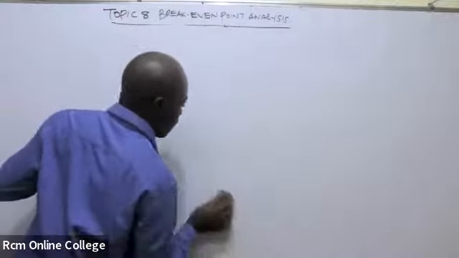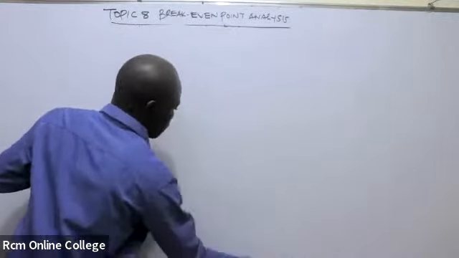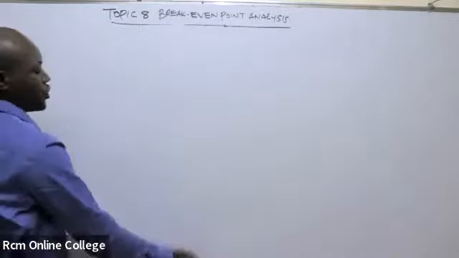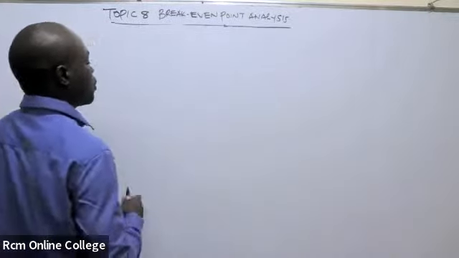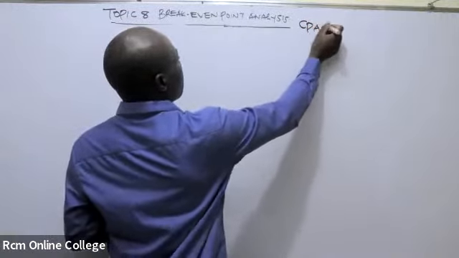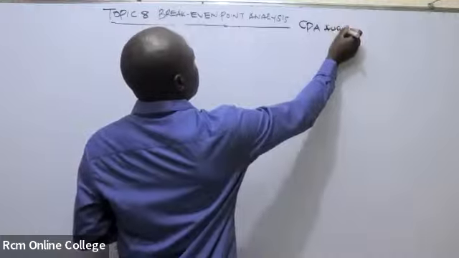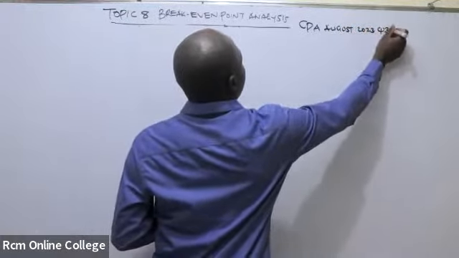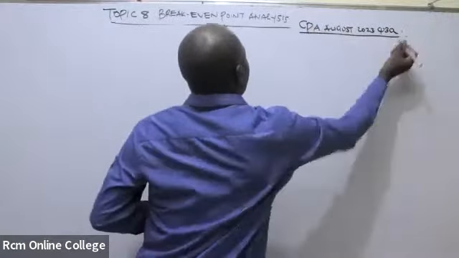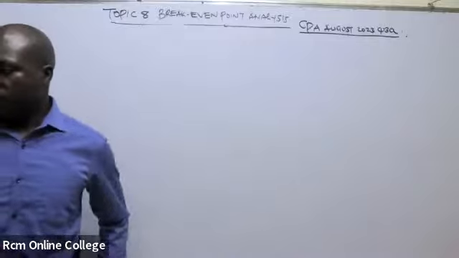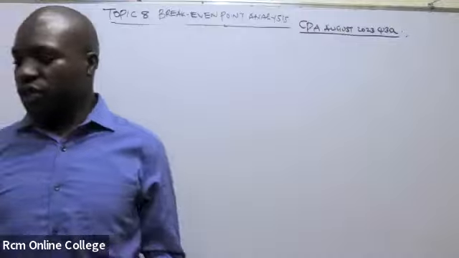This topic rarely misses. If it misses, then of course you get topic number 7, or an extension of this particular topic. So we have CPA, August 2023, question number 3. We can look at it very fast. CPA, August 2023, question number 3A.